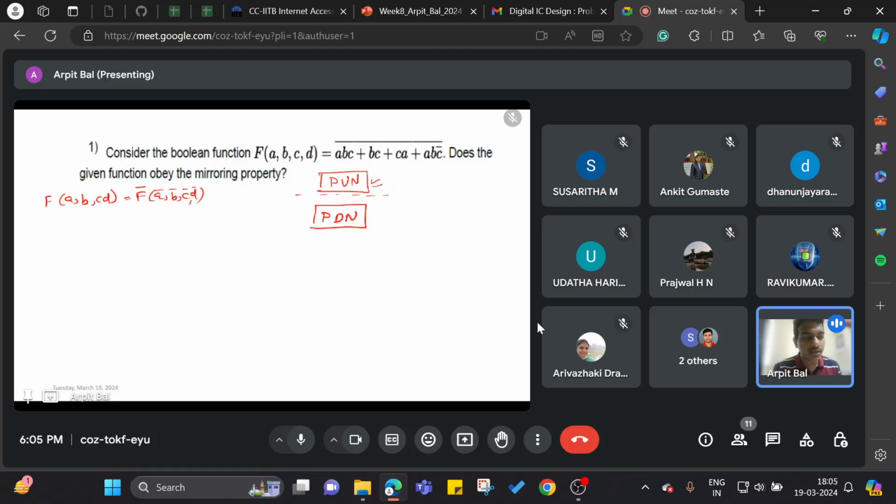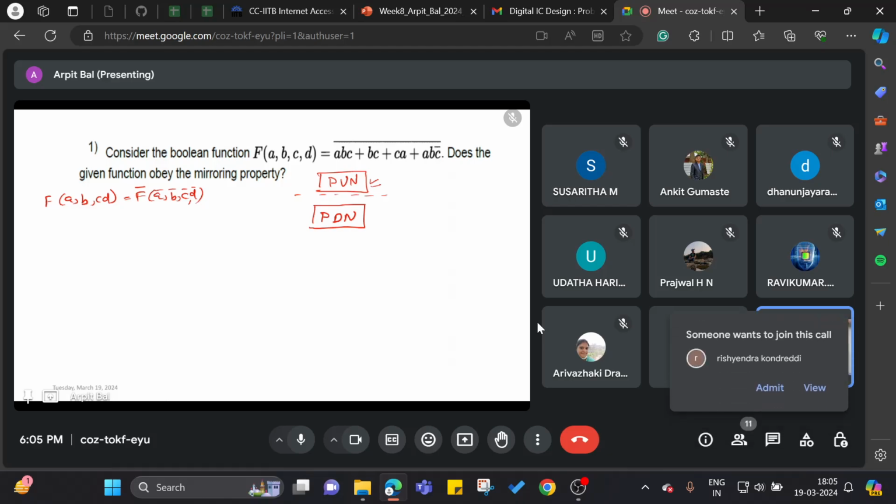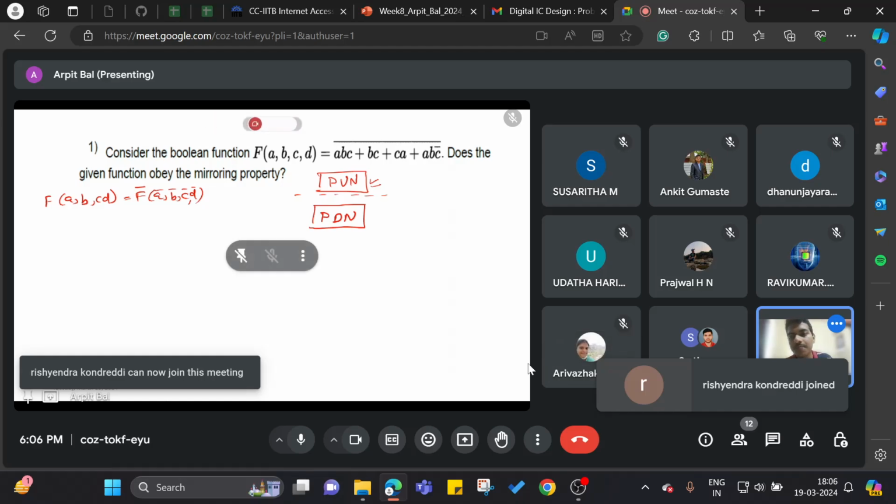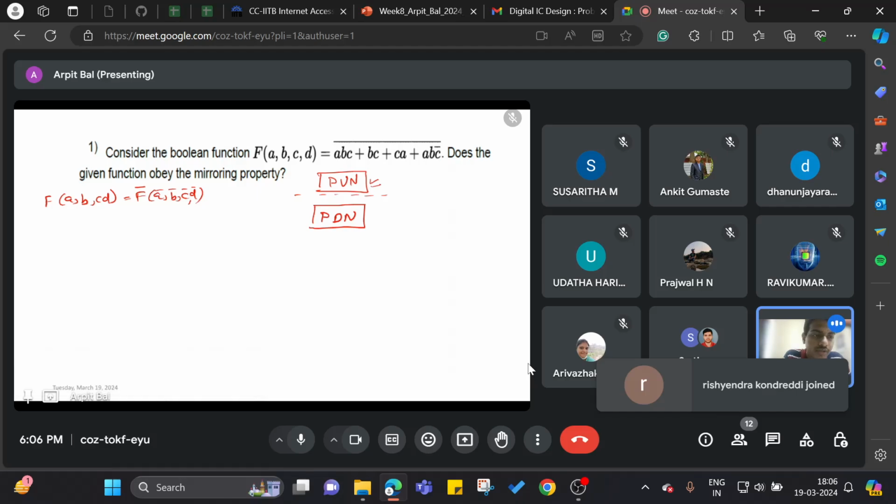As it was mentioned in the lecture, let's say in the pull-up network we have a stack of 3 transistors, and in the pull-down network there is a stack of 2 transistors at max. If I mirror the pull-down network in the pull-up network, then the stack size in the pull-up network also reduces to 2. So that's a benefit.